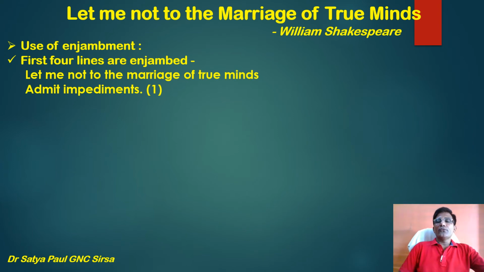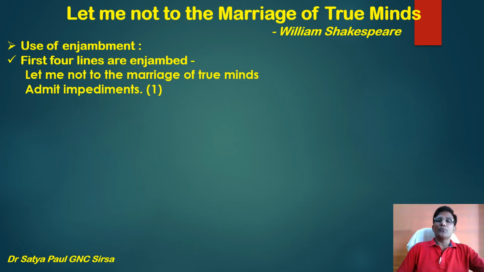And the use of enjambment. Perhaps you are hearing this word for the first time. Enjambment is when the idea the poet gives in one line is not completed in that line, but moves to the next line, or to the end of the second line, or the third line even. That is called enjambment.